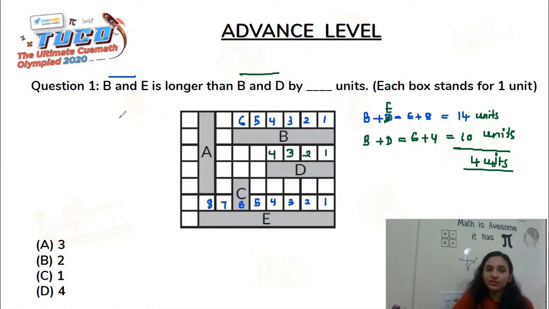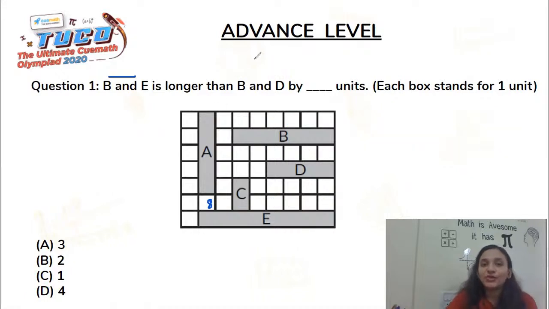That is, if you would put the bars B and E together, they are 4 units longer than bars B and D put together. So the correct answer to this question is option D. With this, we move on to our next advanced level question.